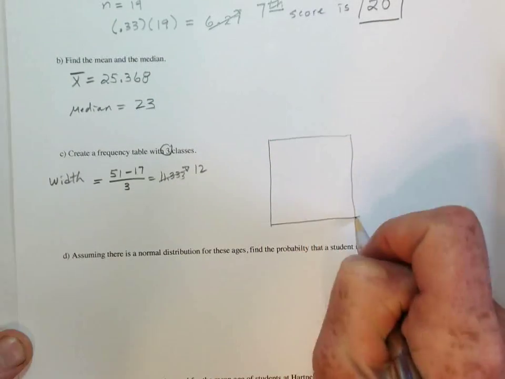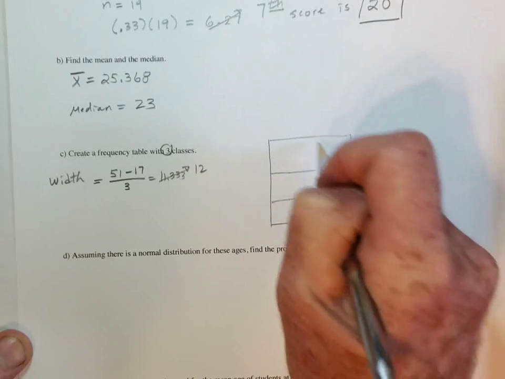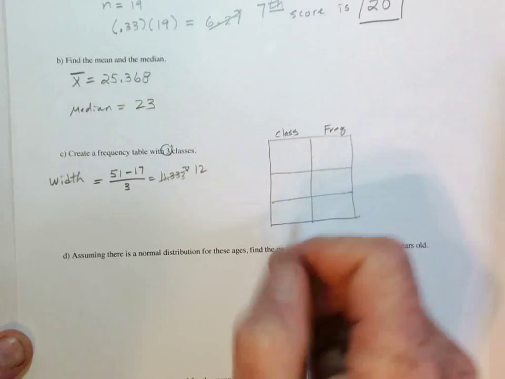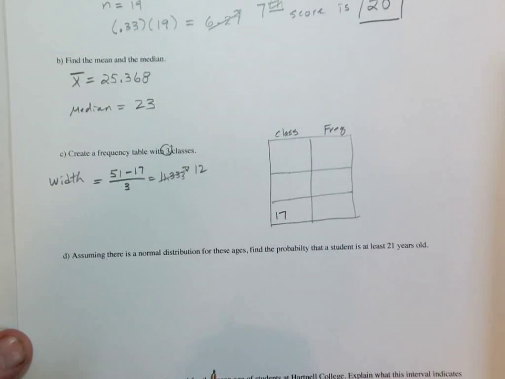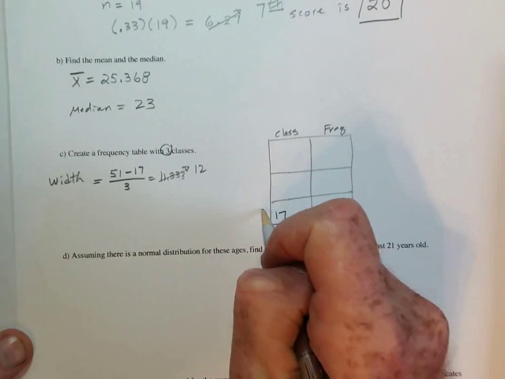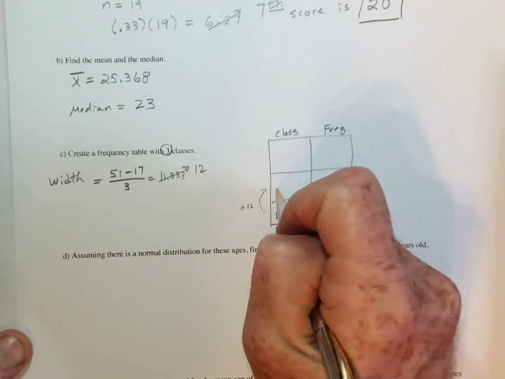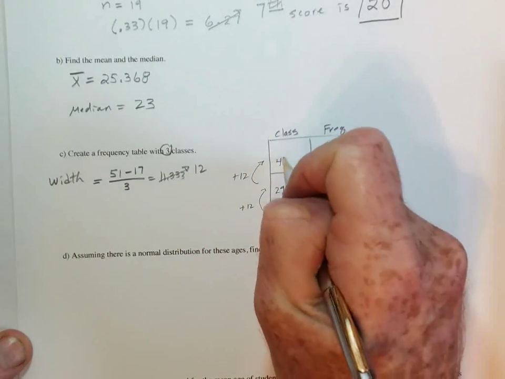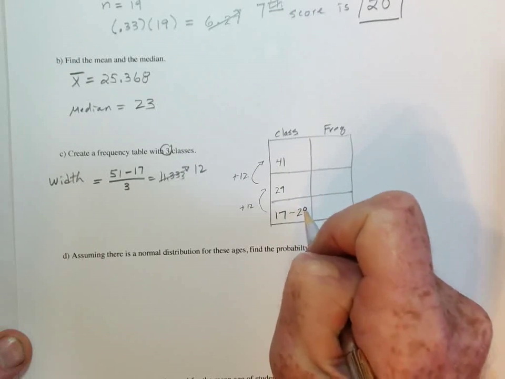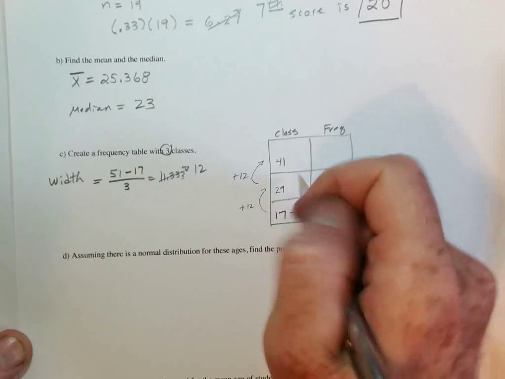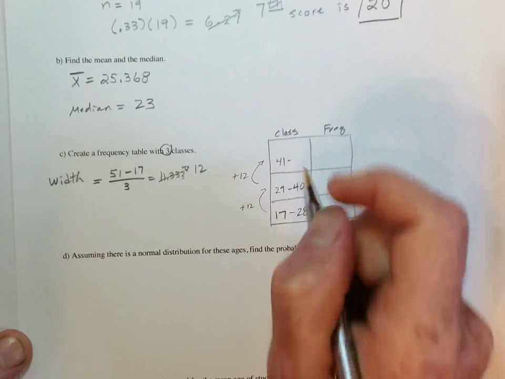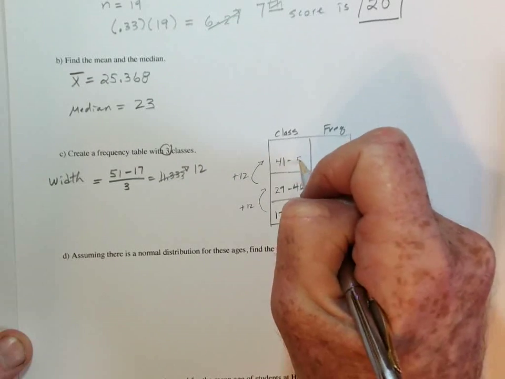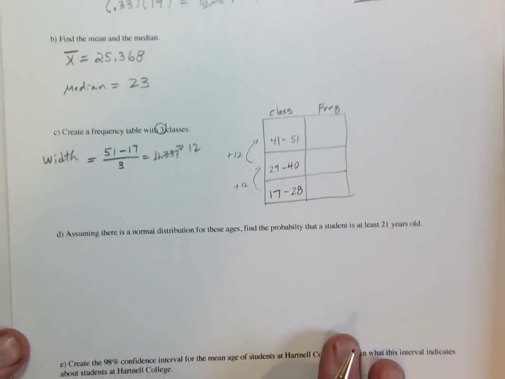Now to make the table, you start with the very smallest score, which was a 17, and then add on 12. So this would be 29, add on 12 again, and then this would be 41. So this one must go up to 28 years old because this starts at 29 years old. This would go to 40 years old, and then this one has to include the very oldest person, which was 51 years old. Now it's just a matter of counting.